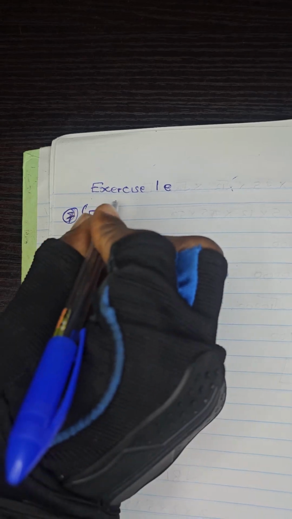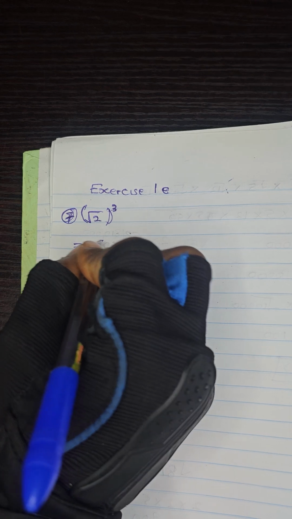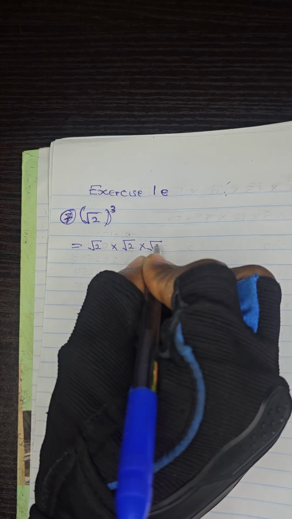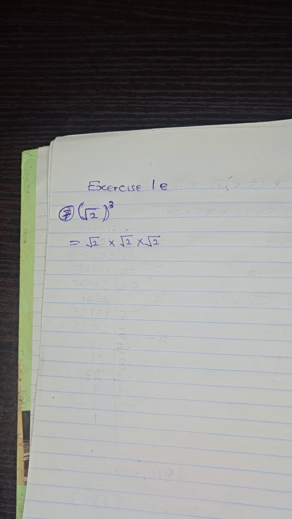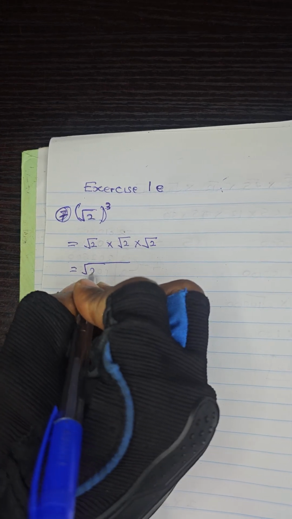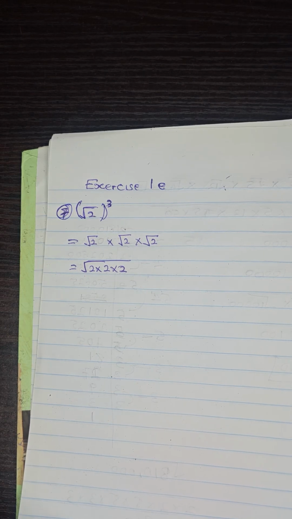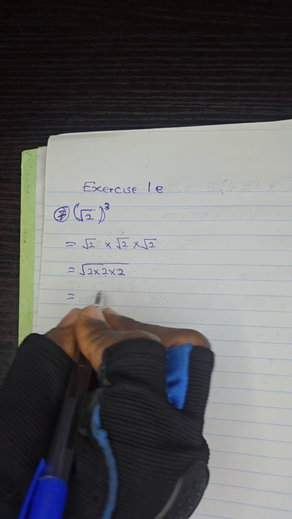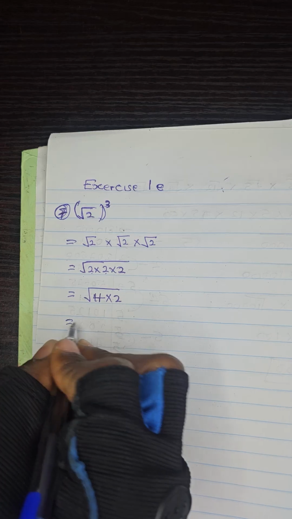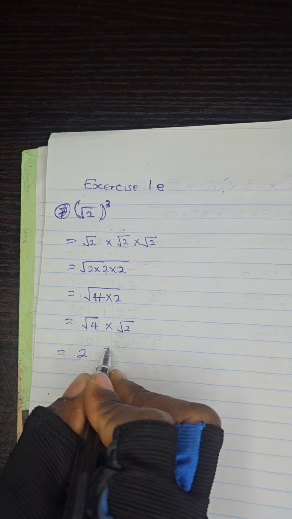So now, what does raised to power 3 mean? It means the number multiply itself 3 times. So this is equal to square root of 2 multiplied by square root of 2 multiplied by square root of 2 again. So this is the same thing as 2 times 2 times 2, which is the same thing as 2 times 2 is 4. So we can leave it at 4 times 2 since 4 is a perfect square. So that will give us square root of 4 times square root of 2. Square root of 4 is 2, so it will be 2 root 2.